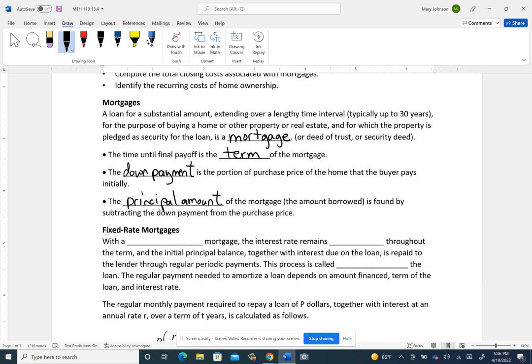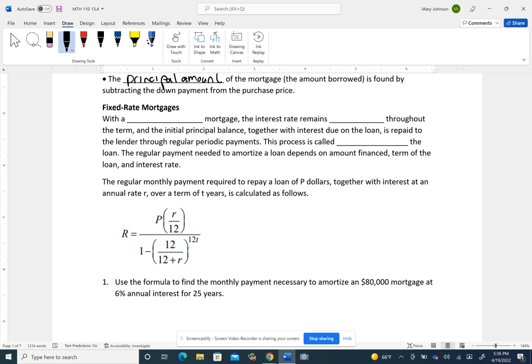All right, now there's two kinds of mortgages we're going to be looking at. One of them is called a fixed rate mortgage. The other is an adjustable rate. Okay, so with a fixed rate mortgage, the interest rate remains constant throughout the term, and the initial principal balance, along with the interest that you owe, is all going to be paid back to the lender using a set amount, usually every month.